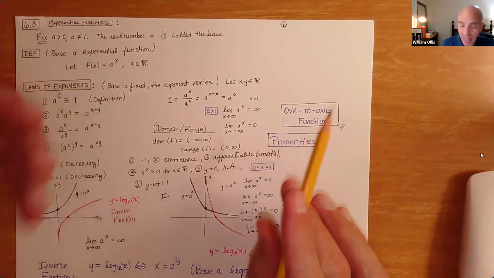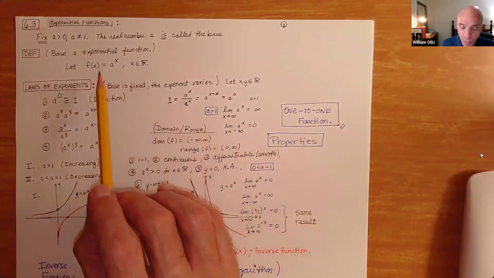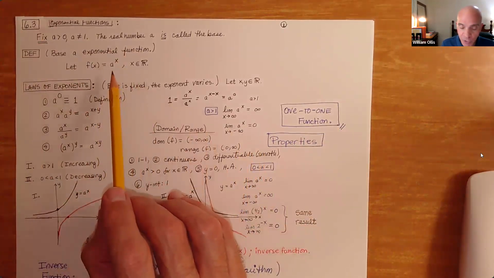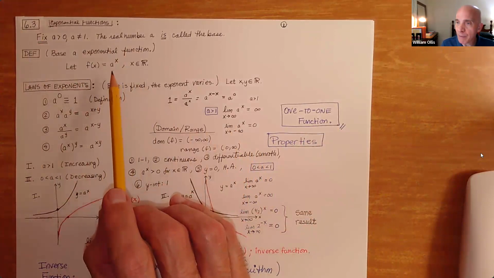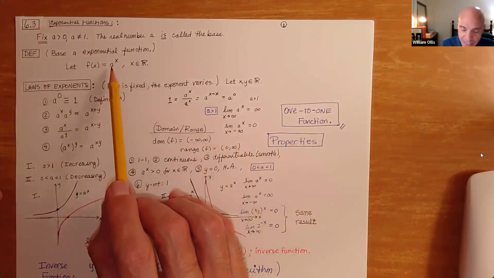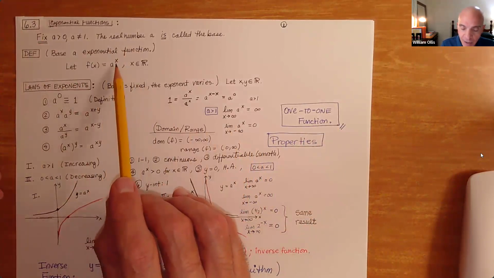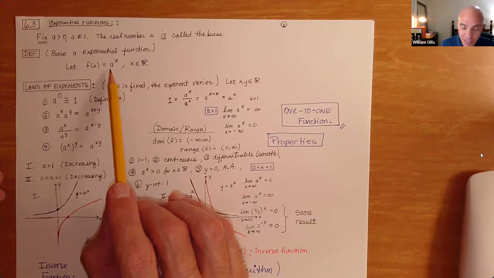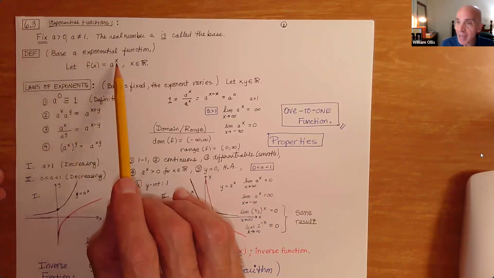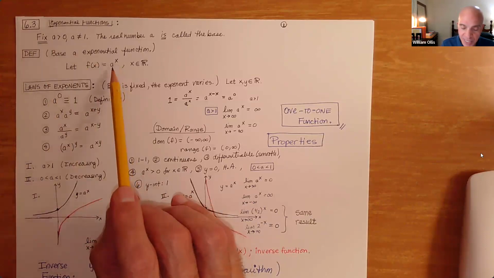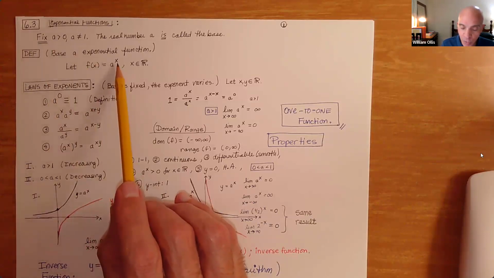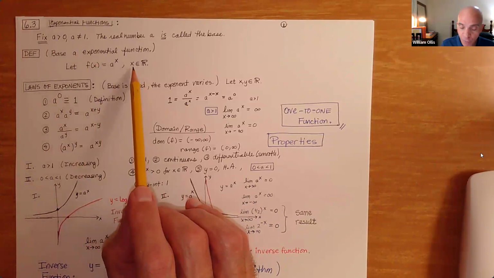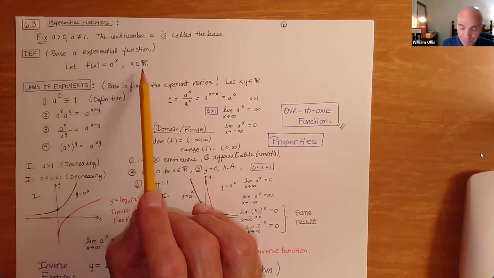Again, base A exponential. Now, when we define the base A exponential, it will remind you of the power function. That is, in this case, instead of the base being variable as we have with the power function, the base will be the fixed number A, and the exponent or the power will vary. So that's why we say base A exponential, and we will define this for all real x.